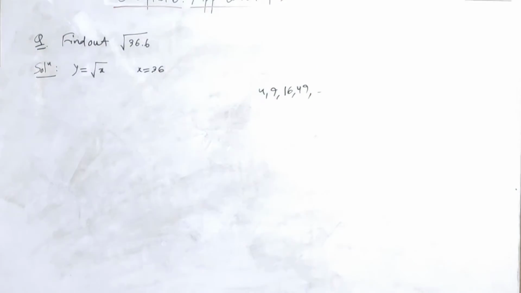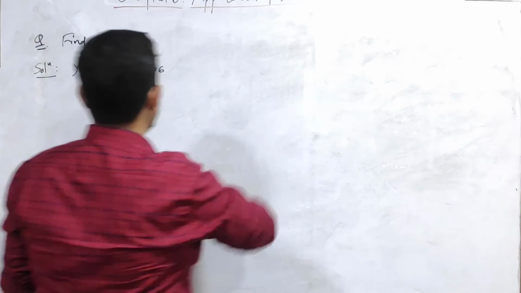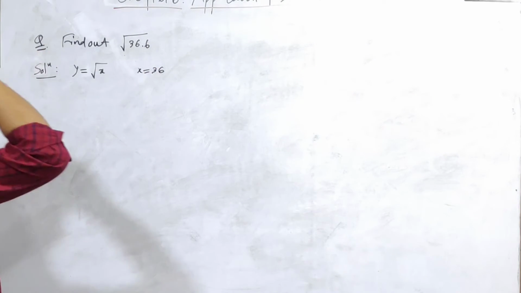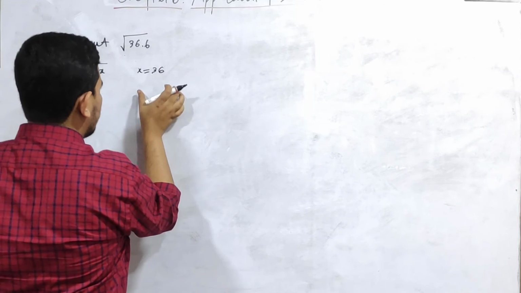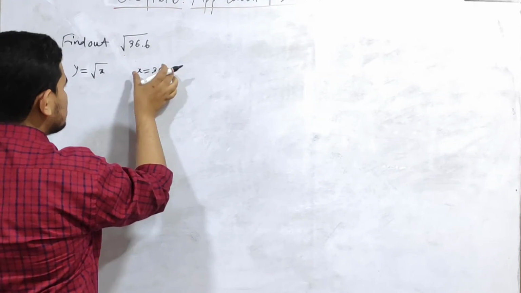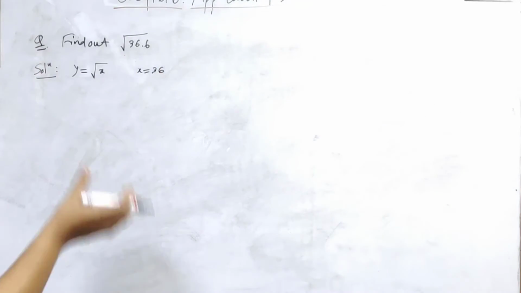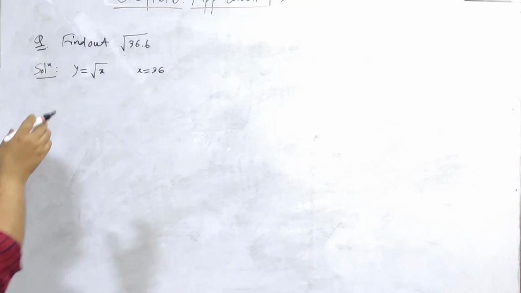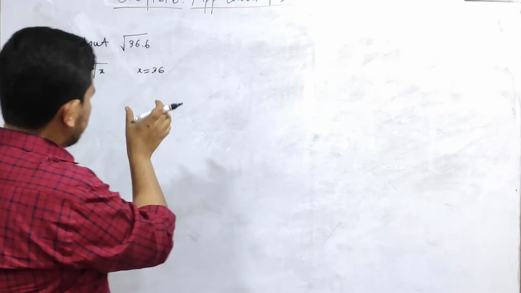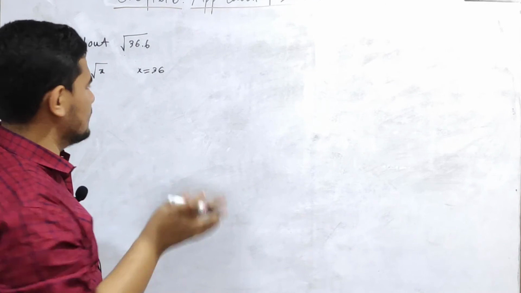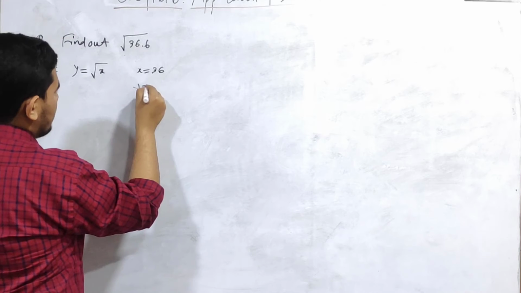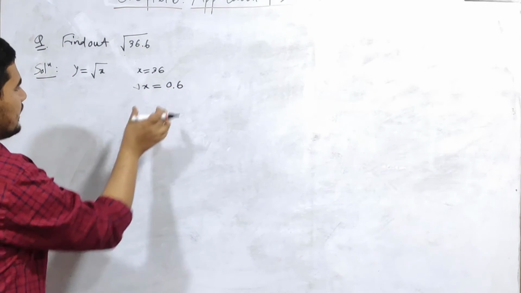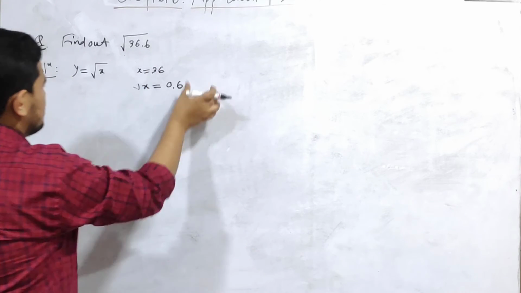So now I take x equal to 36, and then this 36.6 value is a little bit greater than 36. So how much greater is 36.6 than 36? That amount I can denote as delta x, which is 0.6. So delta x is the increment in the value of 36.